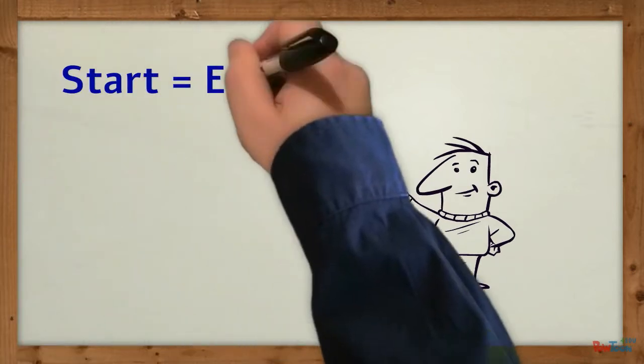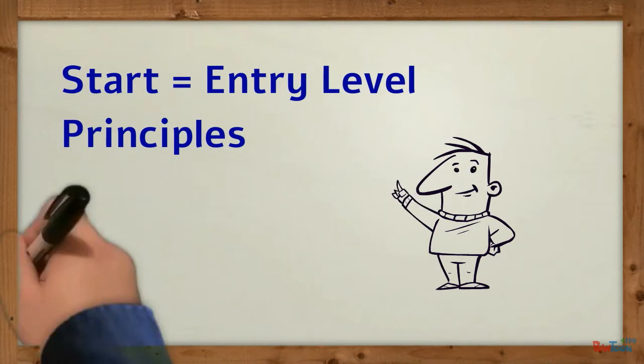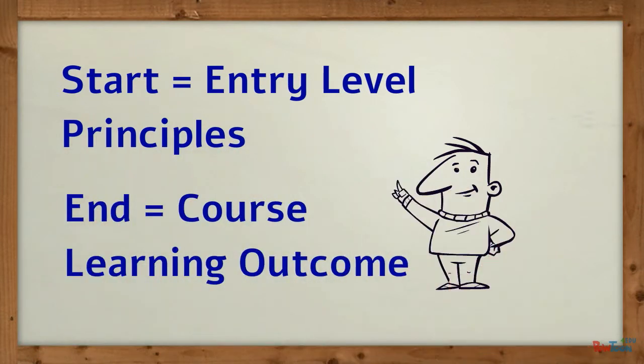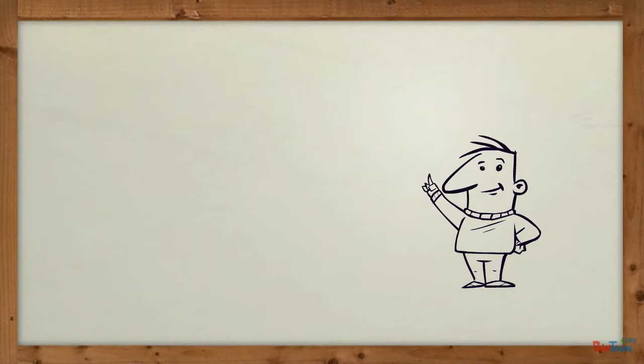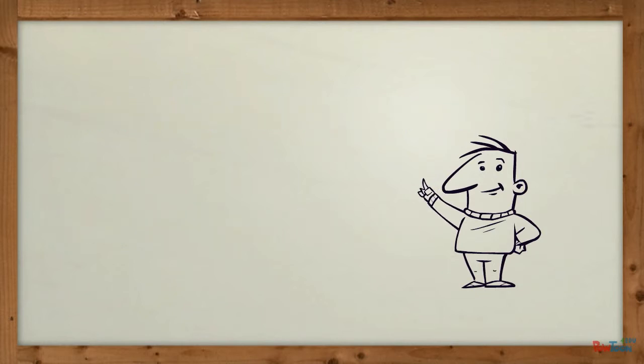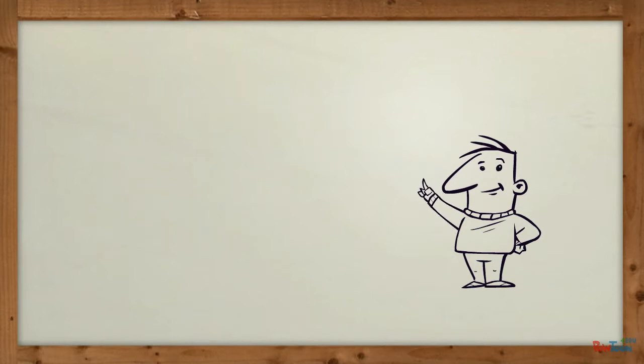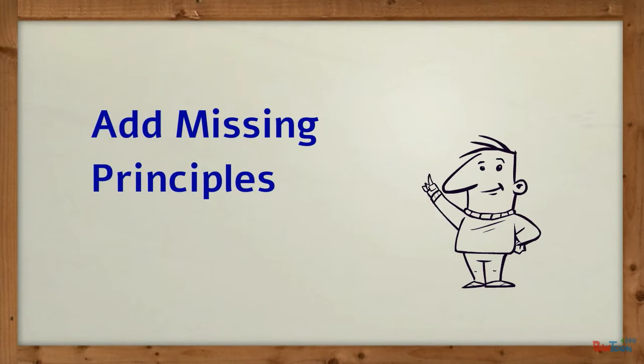The start of your sequence should begin with the entry-level principles for your course and end with the course learning outcome being achieved. Another approach is to focus more on understanding the principles earlier in the sequence and employing the principles later in the sequence. But be careful with this because it can make it challenging for the learners to make the proper connections between theory and practice. This is an excellent time to add more principles to your sequence that haven't been identified yet.